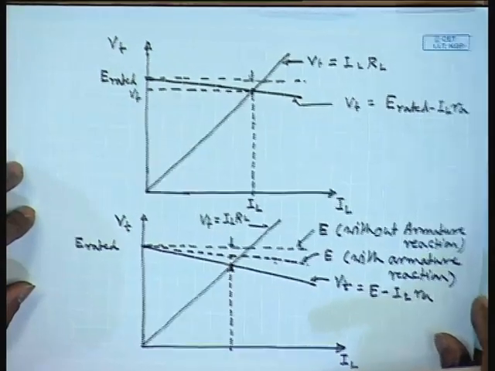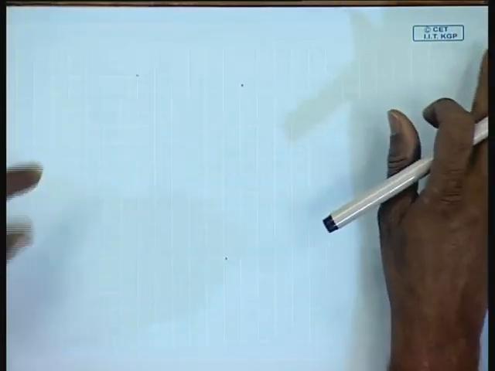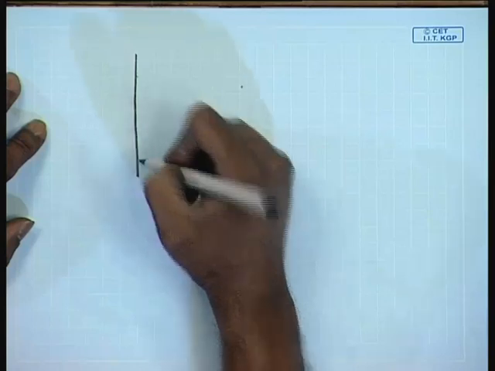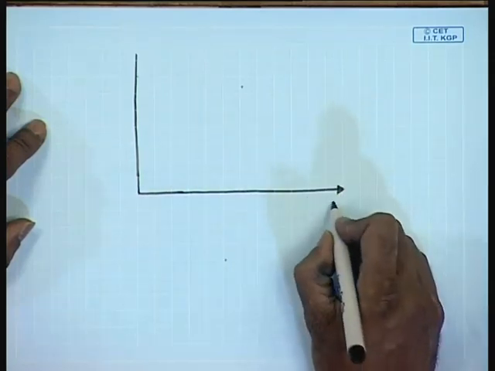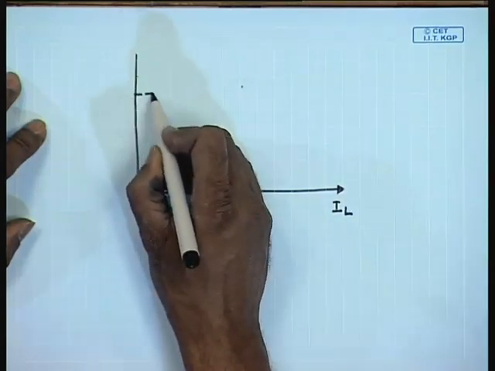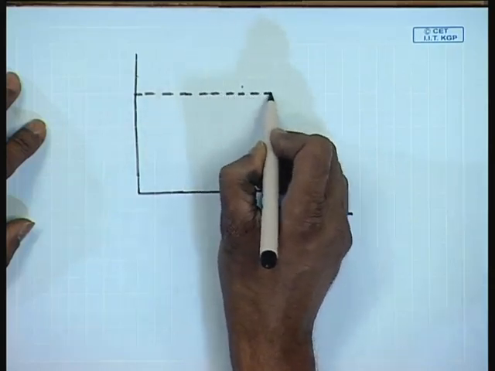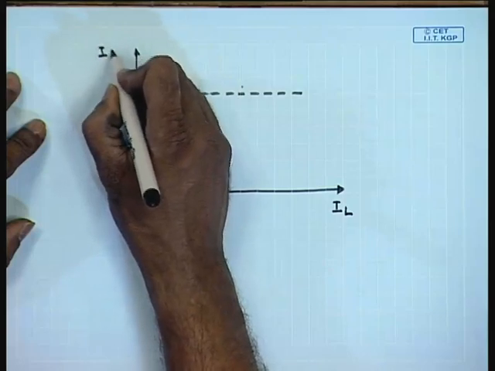Now, the drop due to armature reaction can be found out experimentally by operating the machine at constant speed and by gradually loading the machine with change in the field excitation current, so as to keep the terminal voltage constant at any desired value for any load current. So, this is a plot of I L versus I F.